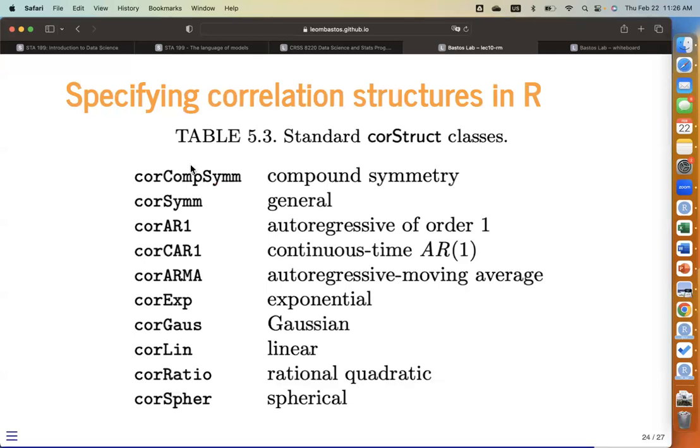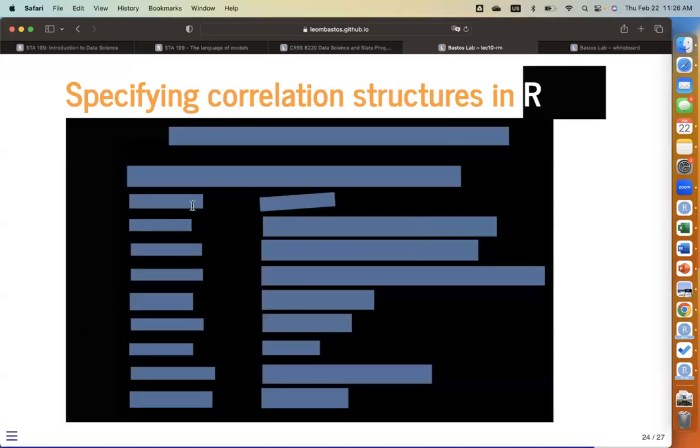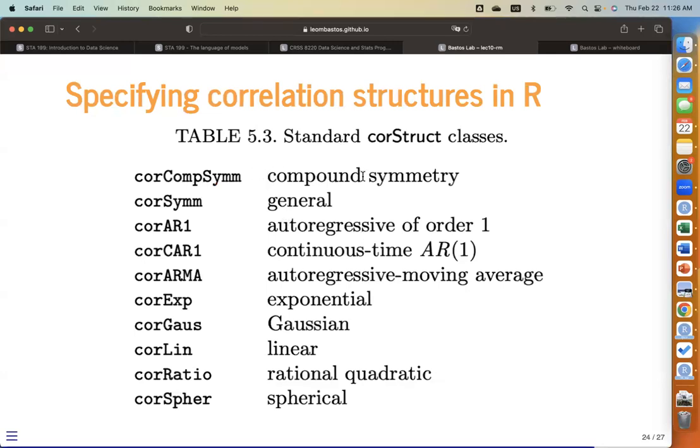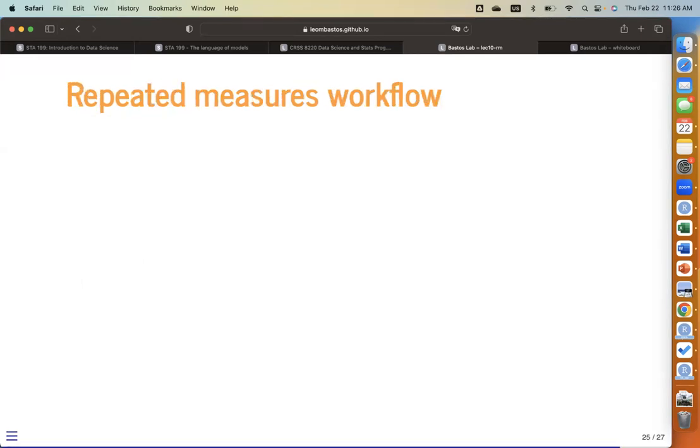So in R, these are the names of the functions. Well, I guess these are the names of the correlation structures that we just talked about, and these are the functions that we're going to use to implement them in R when we get to the exercise.